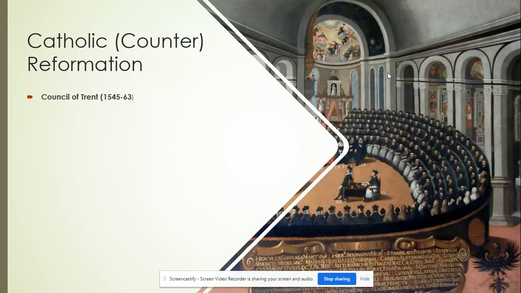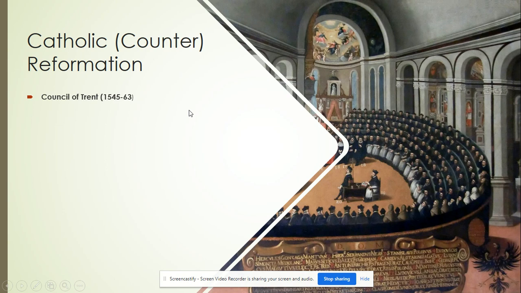We need to not just persecute Protestants and try to quash them by violent means or by restrictive means, which, let's be clear, the Catholics are going to continue to do, but we also need to try to convince Protestants to come back to the Catholic Church, and we need to convince Catholics not to leave the Catholic Church. And so we get the Catholic Reformation, also called the Counter-Reformation.